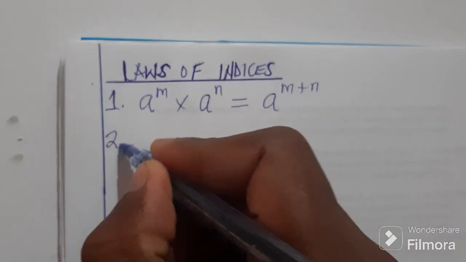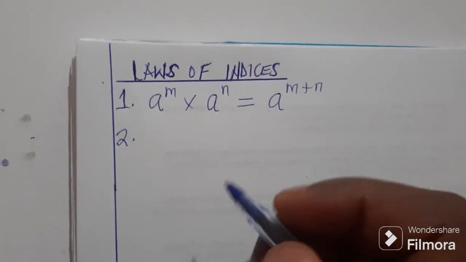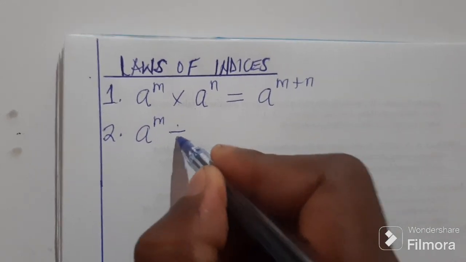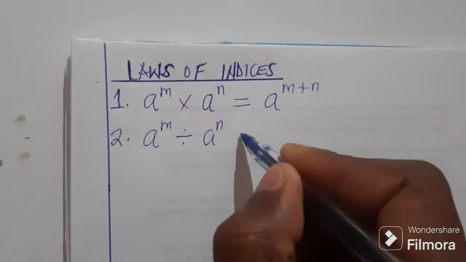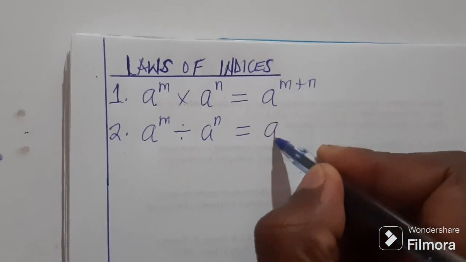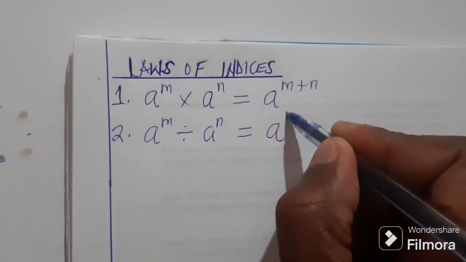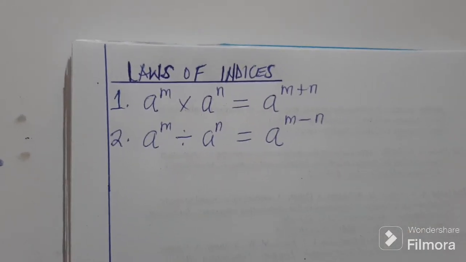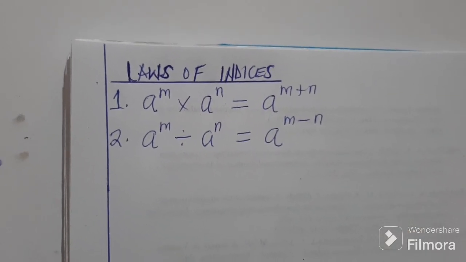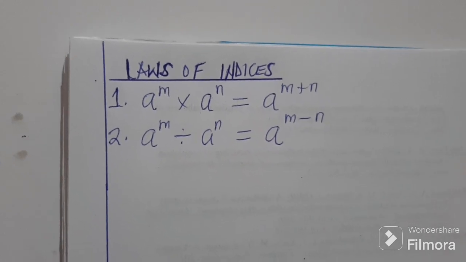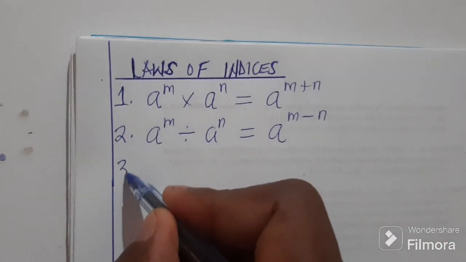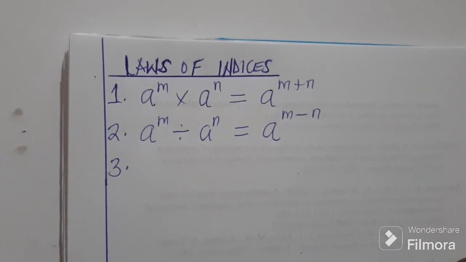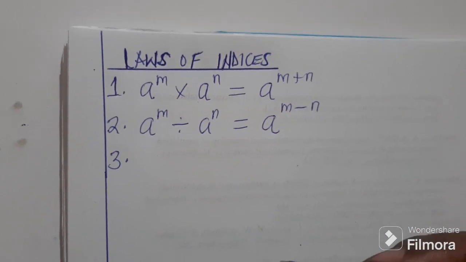The second law of indices: we have a number A to the power M divided by a number A to the power N. Then what do you have? A to the power of M minus N. In other words, division goes with subtraction, multiplication goes with addition. We have another law, law number three. The first two laws are very common and most people know them. Now, let's see if this is a common one.